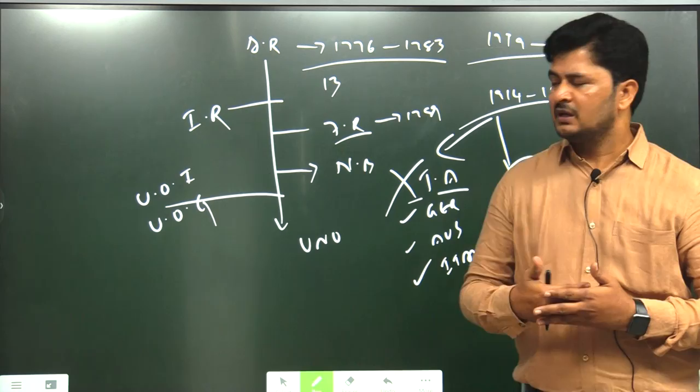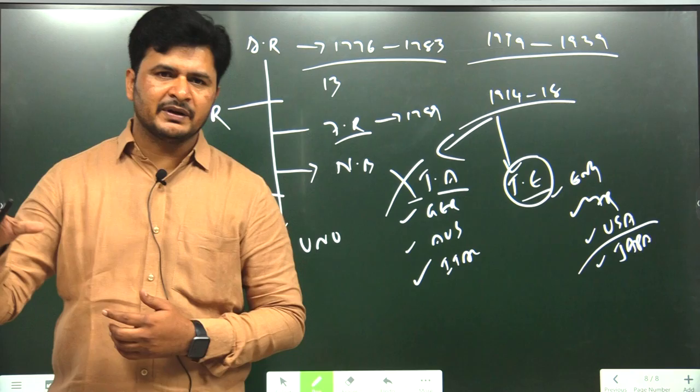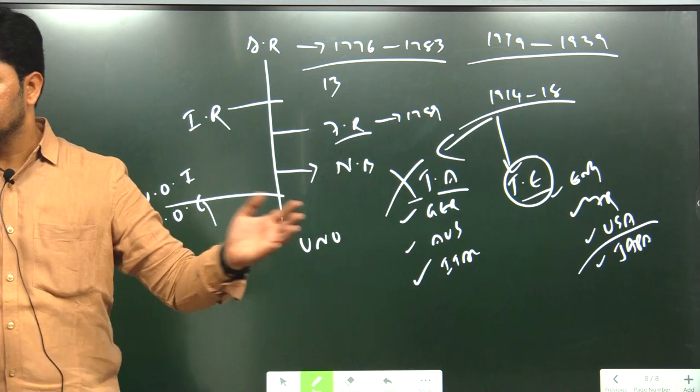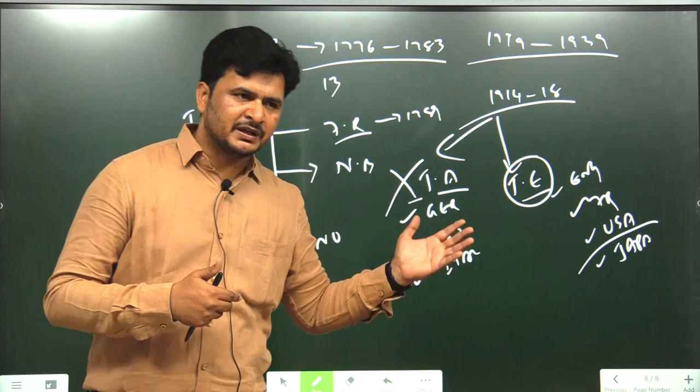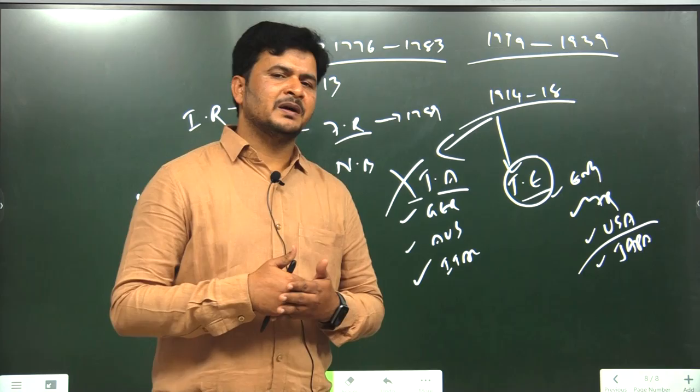Under the tag of 1919-1939, we're going to discuss three important events. One among them was the rise of fascism, Benito Mussolini, Italy. The rise of Nazism, Adolf Hitler, Germany, the Nazi party and all, right? And the rise of militarism in Japan, military dictators in Japan.